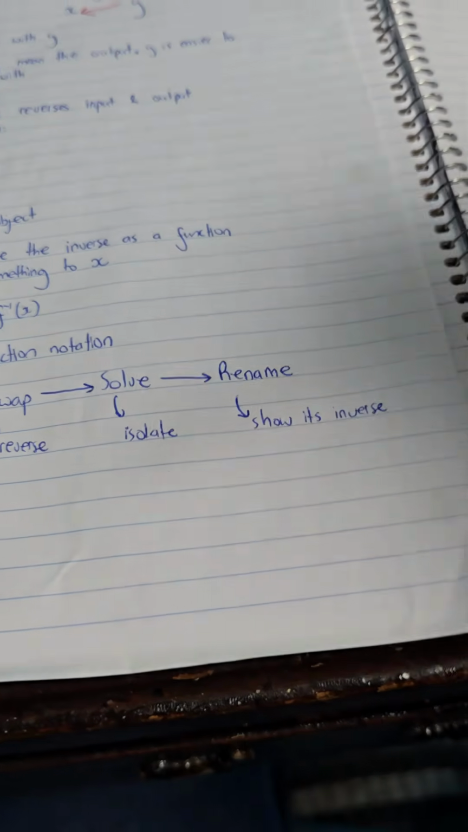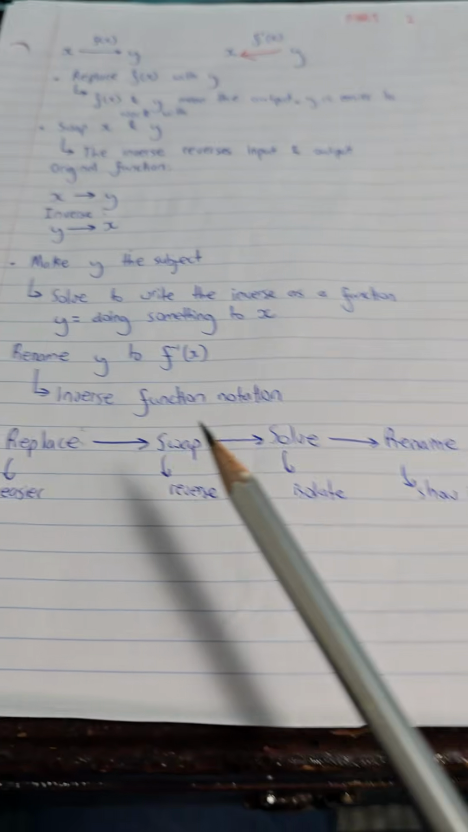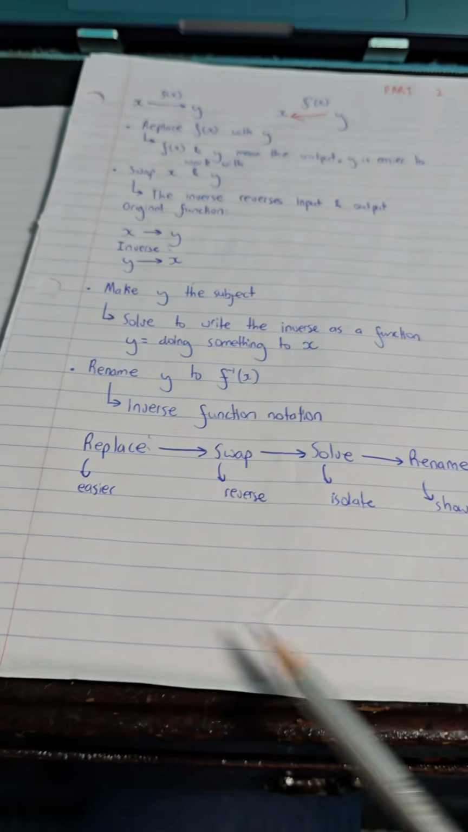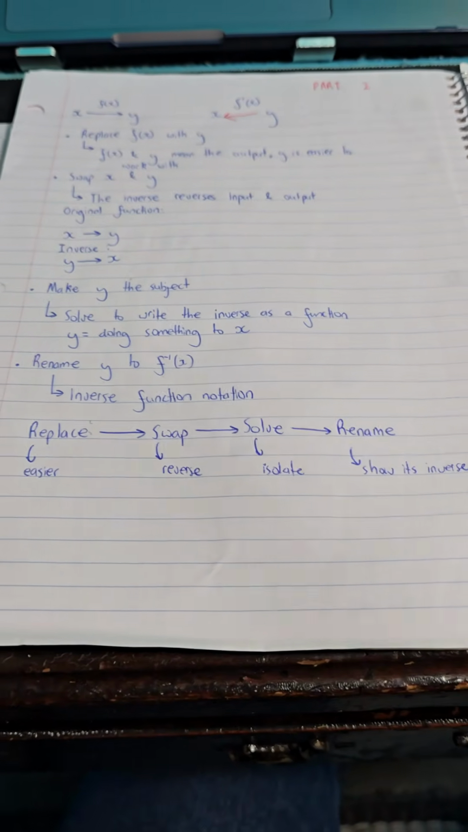And then your last step is to rename. So you're going to rename y and write it as the inverse function notation, and that's the whole gist of it. Replace, swap, solve, rename. Simple. So let's look at a question now.